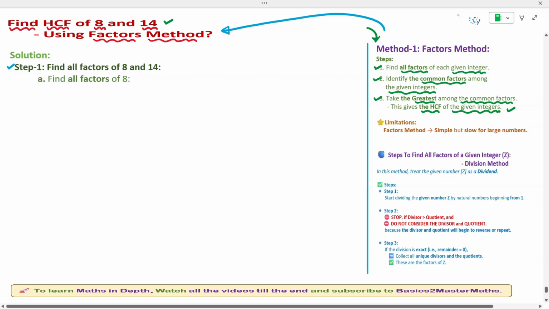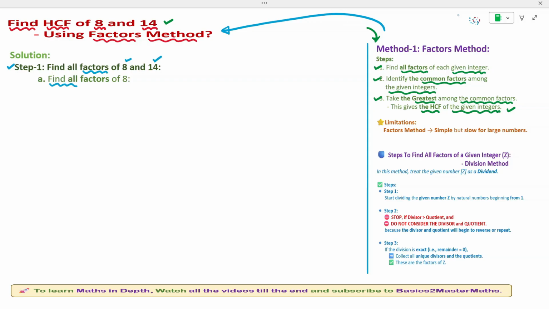Step 1. Find all factors of 8 and 14. First, let us find all factors of 8. Please go through the steps to find all factors of a given integer. Step 1. Start dividing 8 by the natural numbers beginning from 1.